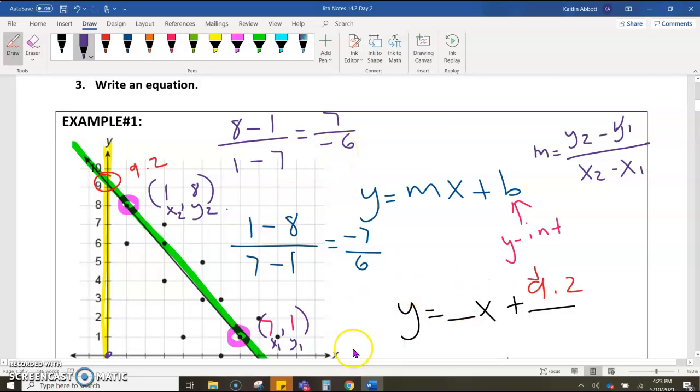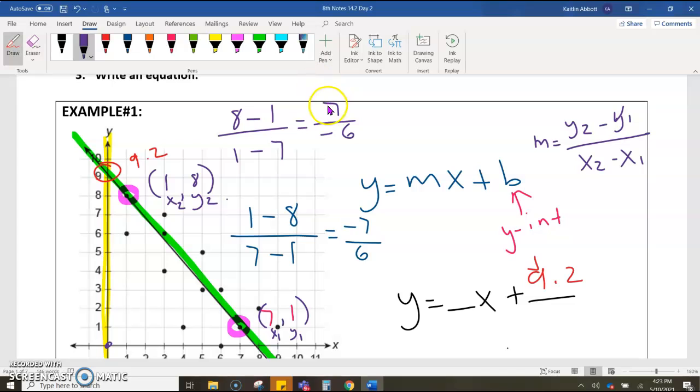So for our slope for our equation, you could pick either one of these. I want to go with this one just because. So I'm going to insert -7 over 6 and call it a day. That's it. This is your equation.